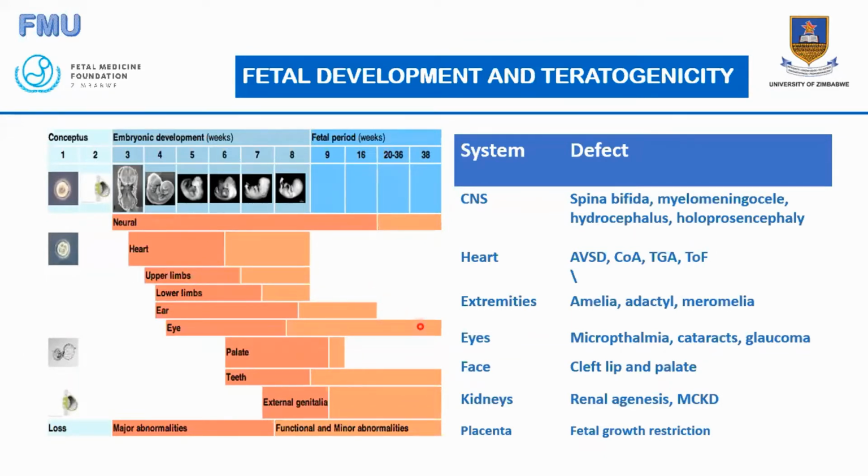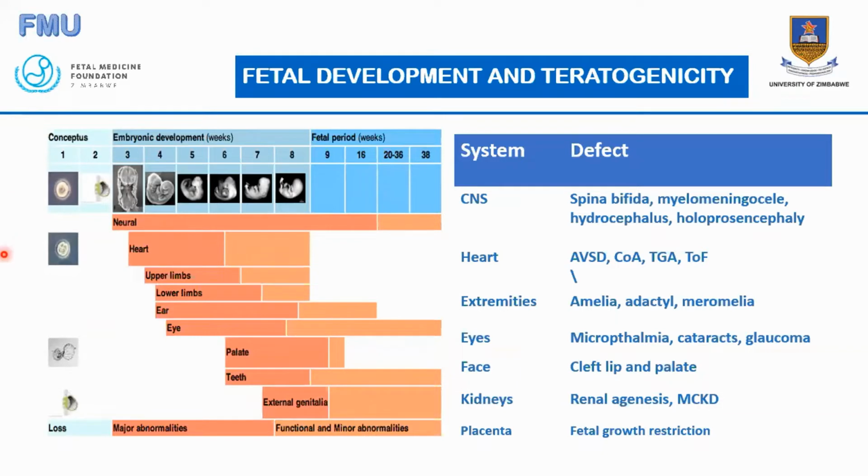So there is no safe period to take any bone modifying or bone coloring drugs in pregnancy. Then external genitalia, something could still go wrong later on in pregnancy if a woman takes harmful substances. So, as you can see, this coloring represents major defects and the other one functional and minor abnormalities.